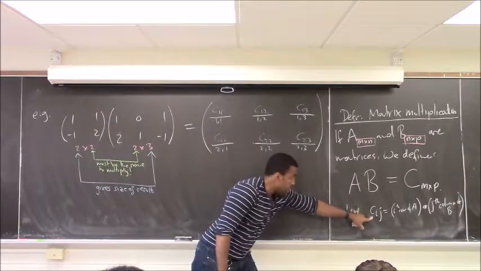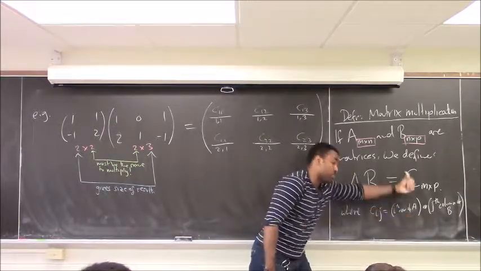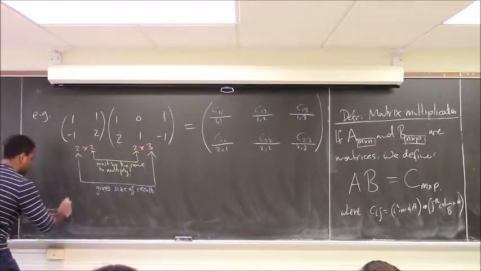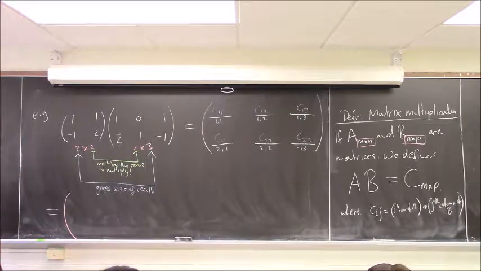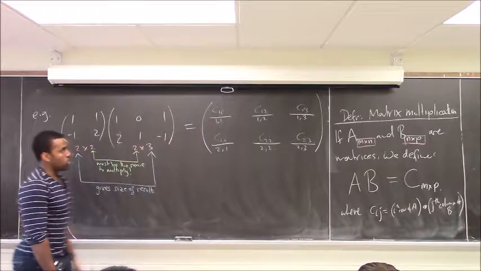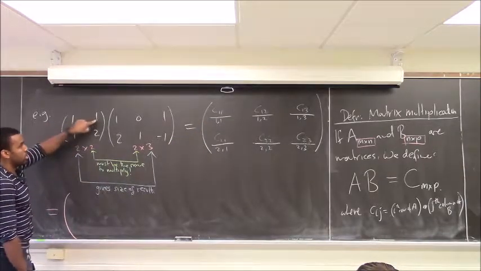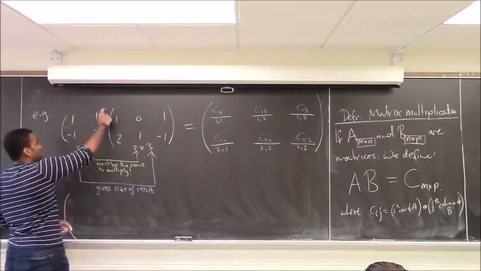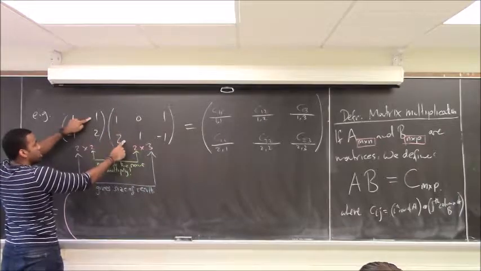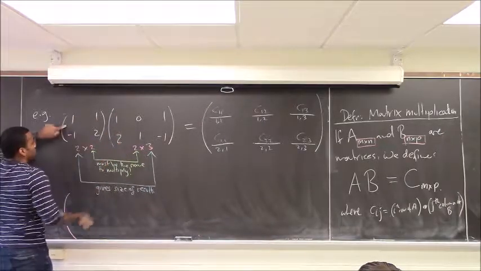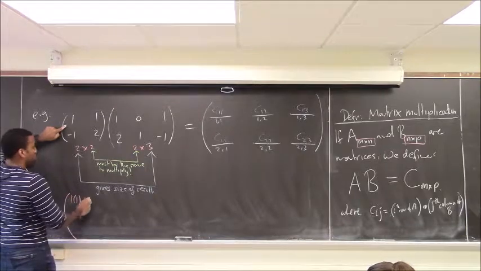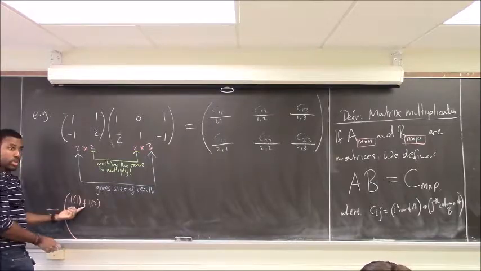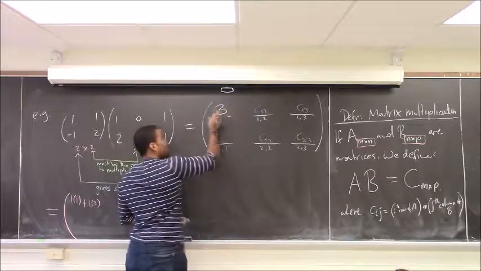How do you find each of them? You're going to do this operation, which I defined earlier. What goes in the 1,1 position? Well, the first row of the guy on the left, dot product with the first column of the guy on the right. So I'm going to do that thing where I go from here to here and multiply corresponding entries and add them together. So this is going to be 1 times 1 plus 1 times 2. Now you add those together, you're going to get 3. 3 goes in this position.